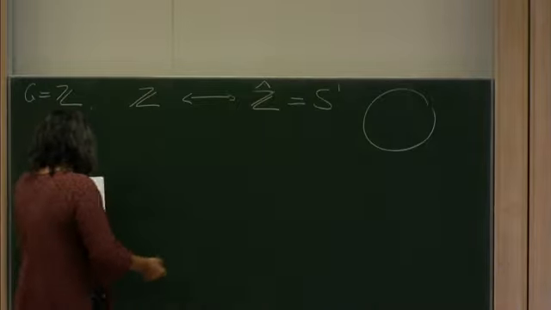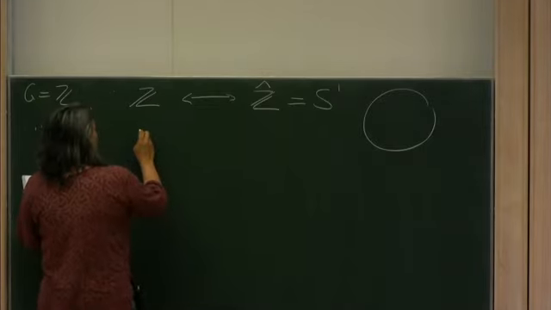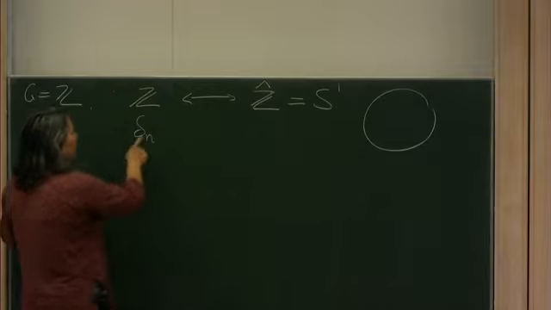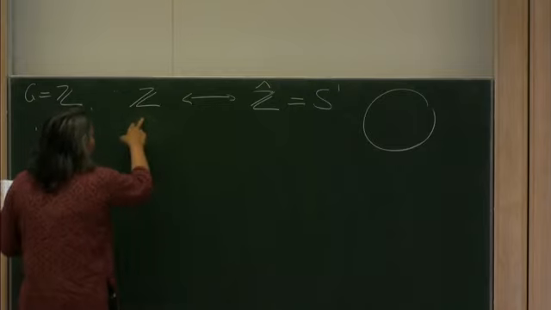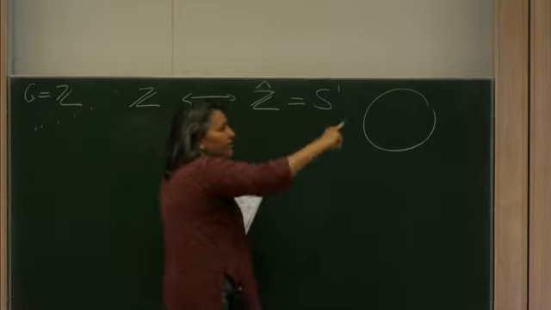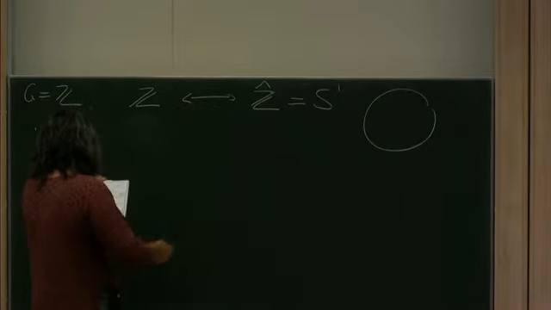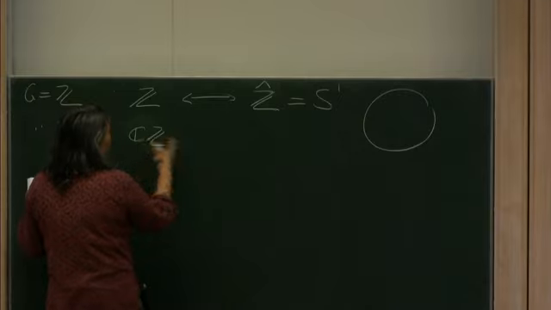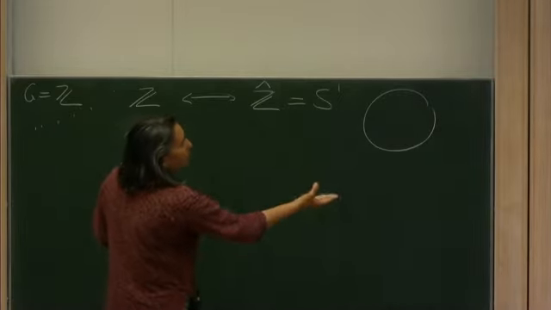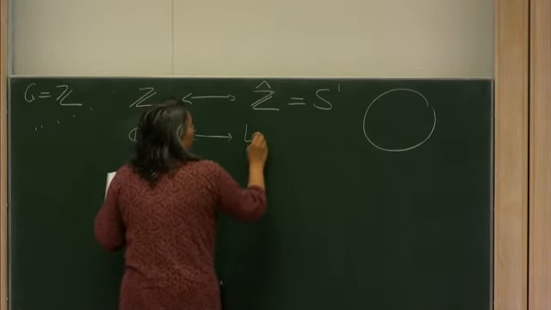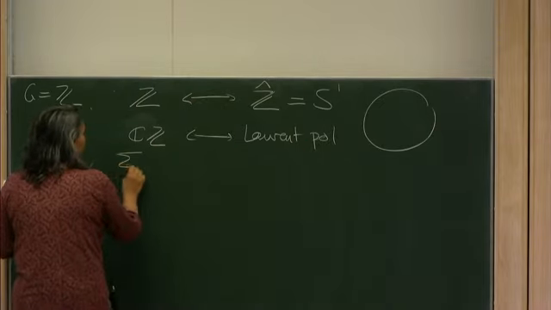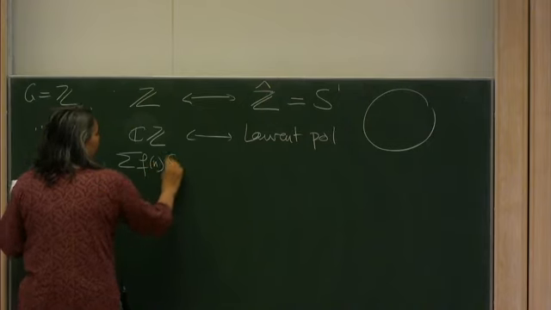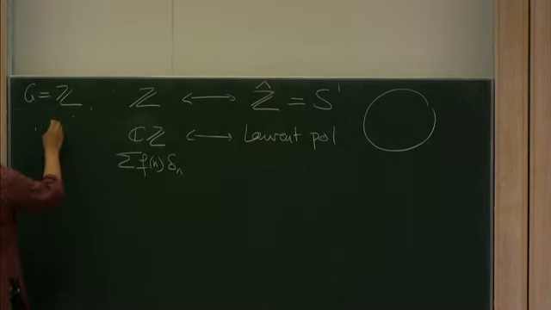And what's the map? Well, the map is just sending n to z to the power n. Under this, the functions with finite support correspond to Laurent polynomials, and in fact, a function with finite support is of the form f_n delta_n, where delta_n is the Dirac function at n. So it takes n and it gives you 1.